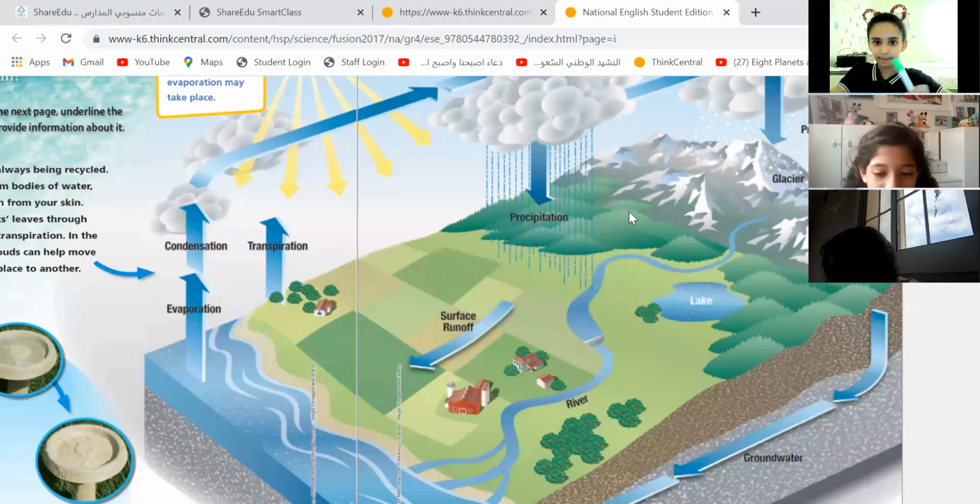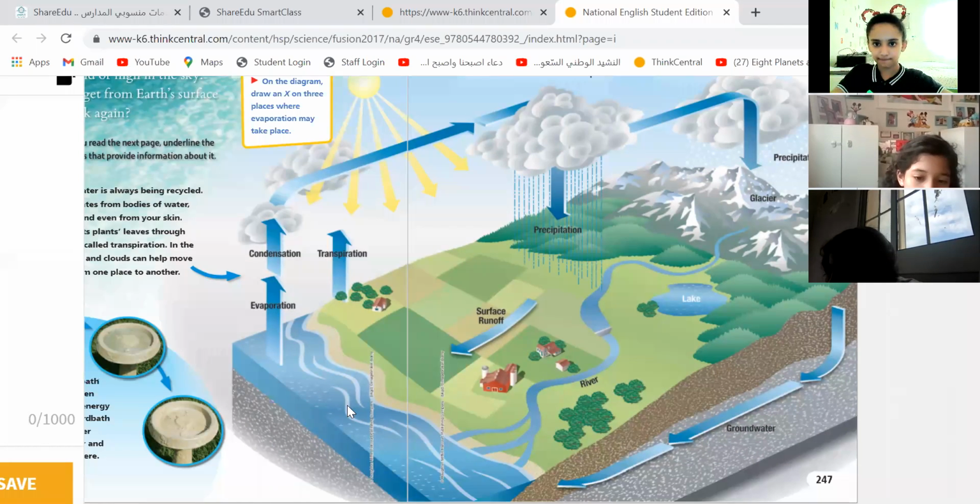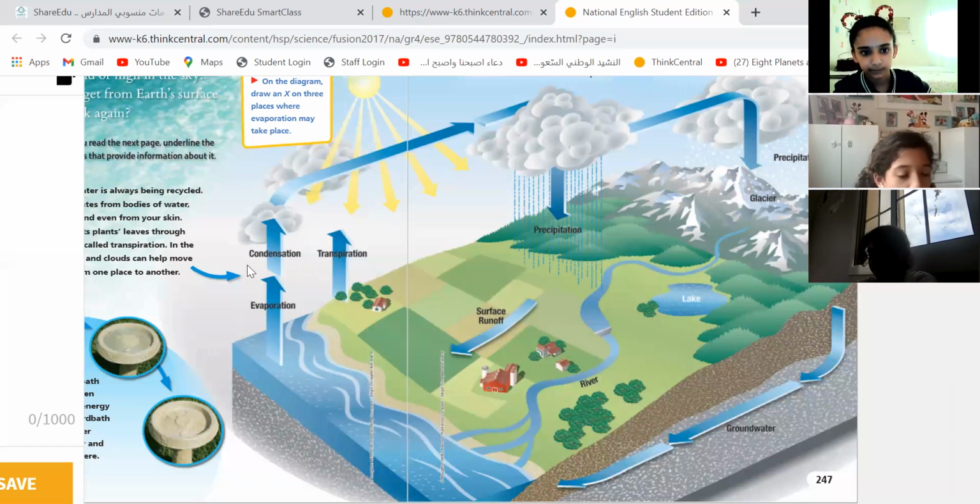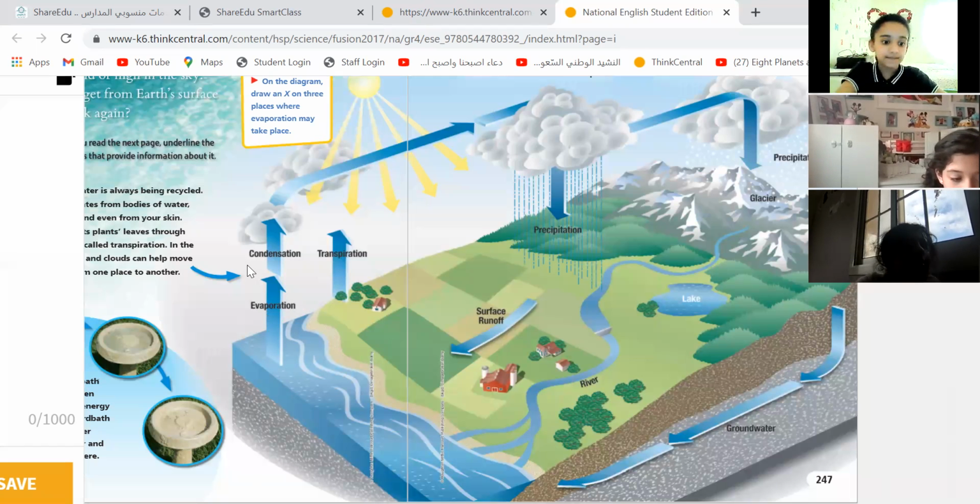Okay, from this picture, the water cycle will start with where? Surface runoff. Rain. The groundwater. I think it's evaporation. Okay. I have an idea. How about closing your mics? Listen to me for 2 minutes only. Give me 2 minutes to explain, and then we will talk about it.